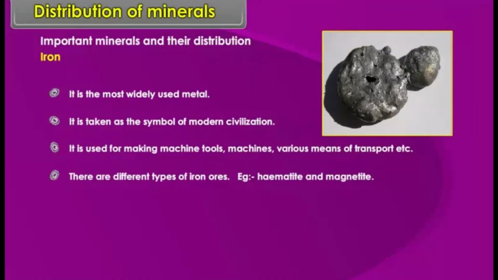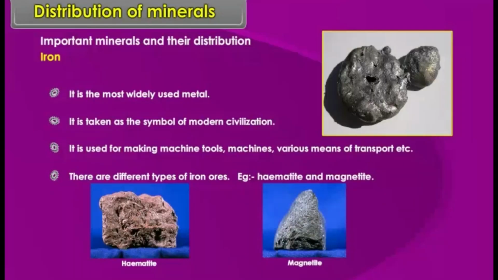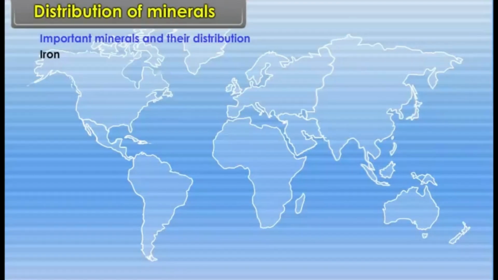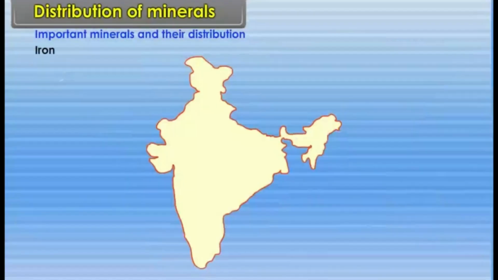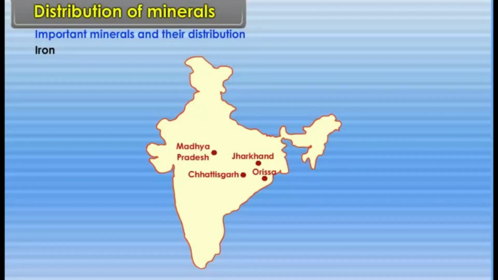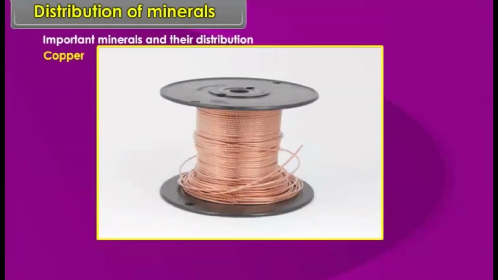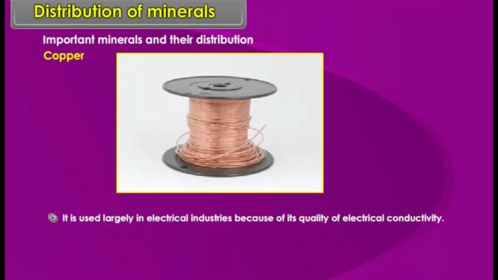There are different types of iron ores. Example: hematite and magnetite. Location: in the world, Ukraine, Kazakhstan, USA, China, India, Brazil, France, Germany, South Africa, etc. In India, Jharkhand, Orissa, Chhattisgarh and Madhya Pradesh. Copper. It is used largely in electrical industries because of its quality of electrical conductivity.